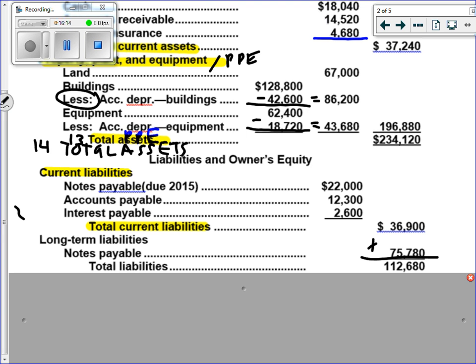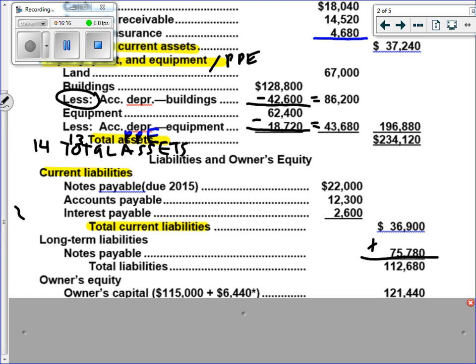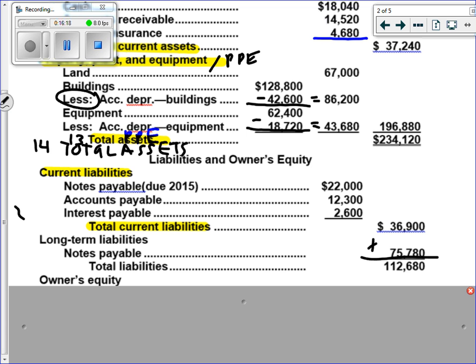Last part, owner's equity, and there's only capital listed there. Owner's capital. Let's look at the owner's capital. $115,000. Is that the number we're going to use here? No, no, and no. First of all, if you'd plug that in, it wouldn't equal the assets. A equals L plus OE wouldn't work. So we have to do the math for the numbers.